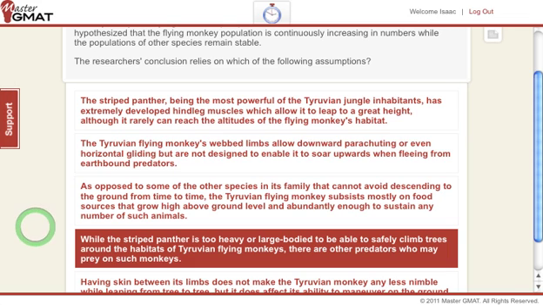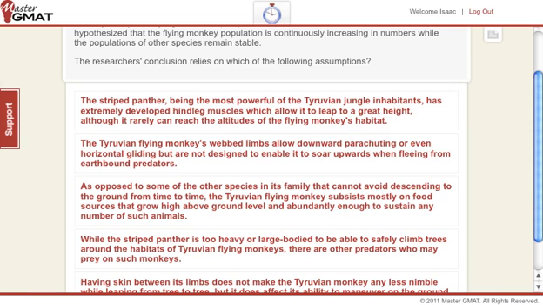and D could actually be eliminated for two reasons. A, this is new information. We don't want new information, obviously. And B, this actually weakens the conclusion because it provides a reason why the flying monkey population will not grow. Right? Remember, the assumption must always agree with the conclusion.